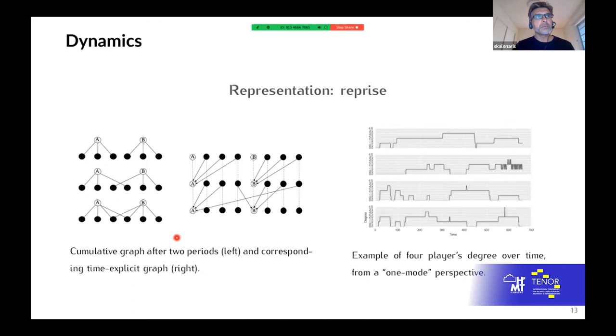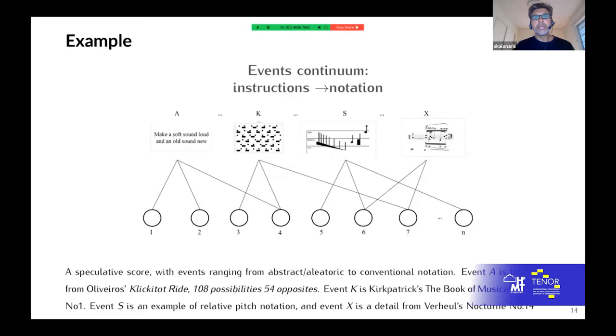You can see an example here on the left-hand side. On the right-hand side instead is an example showing the evolution of four players' degree over time, taken from a real performance, one of the systems that I designed for network performance. In this slide, this is a completely speculative example of an affiliation network-based score. And the content of the events is arbitrary. So I was trying to show you the interactions can be as complex as one wishes them to be.